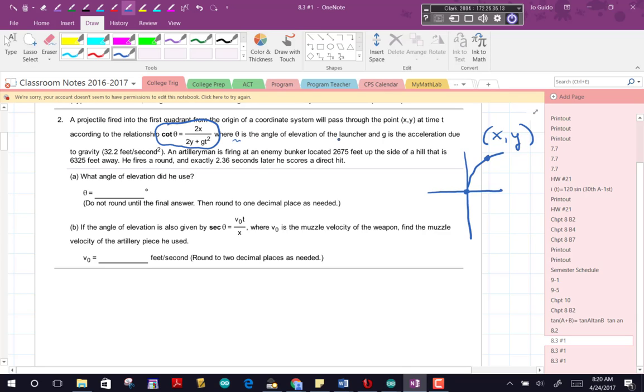where theta is the angle of elevation of the launcher and g is acceleration due to gravity. Now notice, you would think acceleration due to gravity is a constant. Why didn't they just put that in the formula? But this formula would work no matter what planet you were on. Different planets have different accelerations due to gravity, so sometimes they'll say on the moon or on Mars or at some strange place, okay? So we want to put 32.2 into that equation in place of g. So we've got cotangent of theta equals 2x over 2y plus 32.2 t squared.